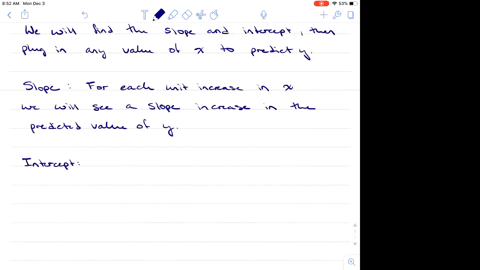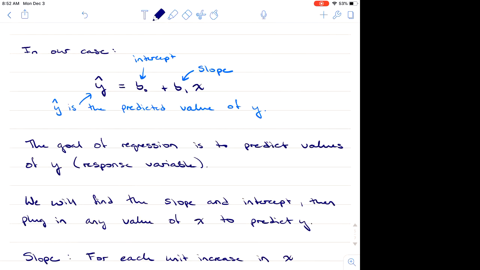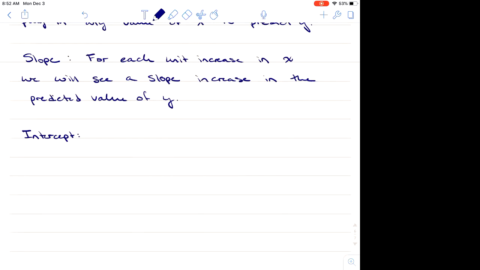So the intercept is, if we look here, right? So the slope, if we increase x by 1, then we'll see a slope increase in the predicted value of y. The intercept is the predicted value of y when x is 0, right? So it's where it crosses the y-axis, right? But by definition, it's the predicted value of y when x is 0.